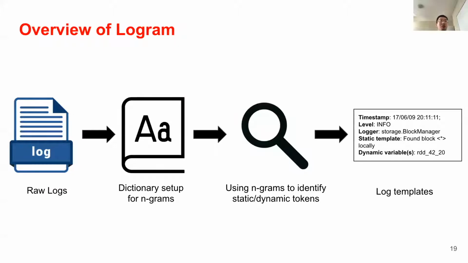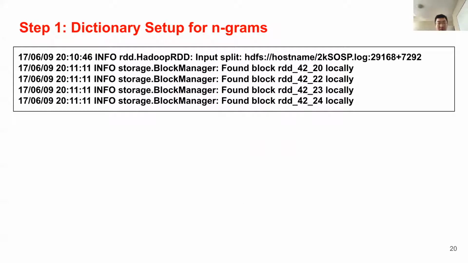Then I will introduce the pipeline of Logram. The first step is dictionary setup for Ngrams, and then we will use Ngrams to identify static and dynamic tokens. Finally, we can get the log template. I will first introduce the dictionary setup step. At the beginning, we need to pre-process the raw logs.